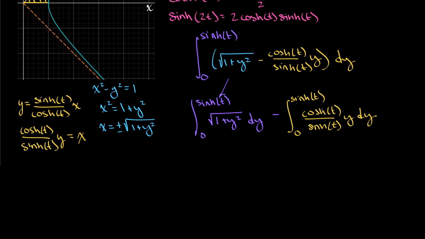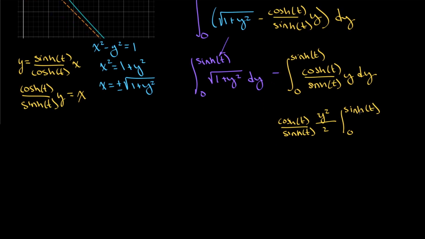So again, cosh of t and sinh of t, those are just constants. So anti-differentiating y, that is just going to be y squared over 2, and we'll keep these constants. So cosh of t over sinh of t. All right. And then evaluating these at our limits, that is from 0, that's 0, and that's sinh of t. So what do we get here?